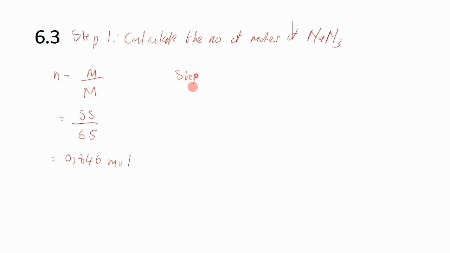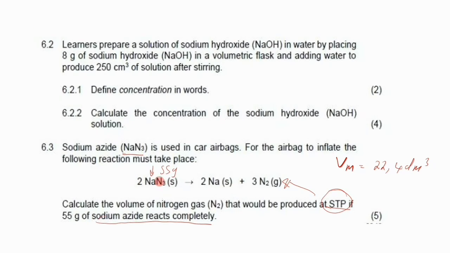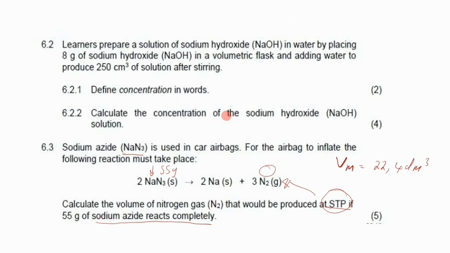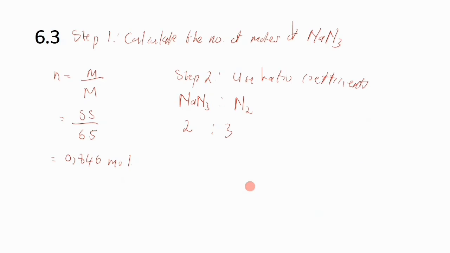Then step 2 is to use ratio coefficients. Then that means we will have to go back to this balanced equation here. We can see that the coefficient of sodium azide is 2, and the coefficient of the one we are looking for here, which is nitrogen gas, is 3. So comparing this in terms of the ratio, the ratio of sodium azide to nitrogen gas is 2:3, according to our coefficients in the balanced equation, as we can see there, right?